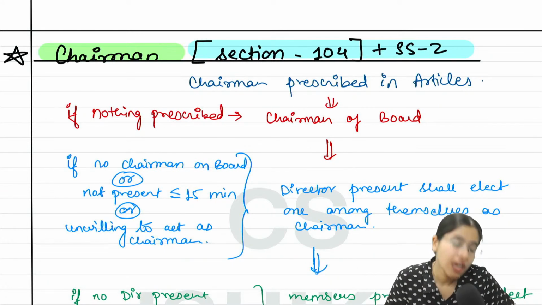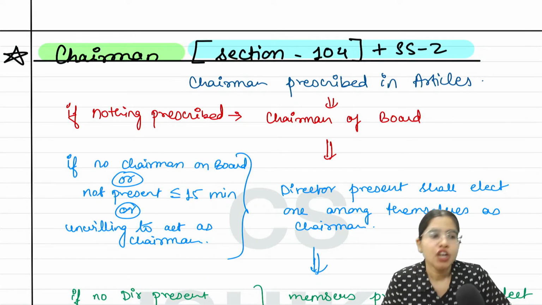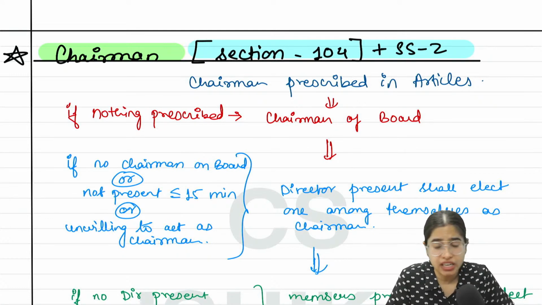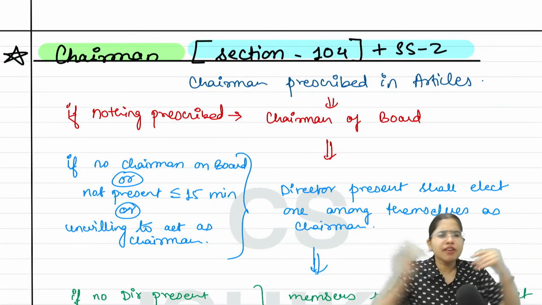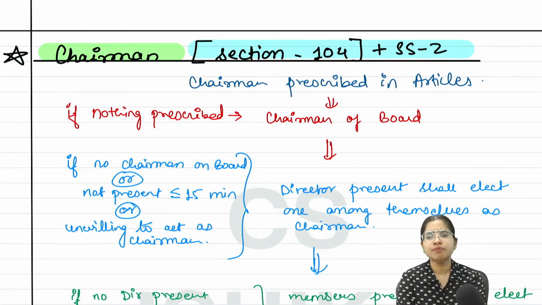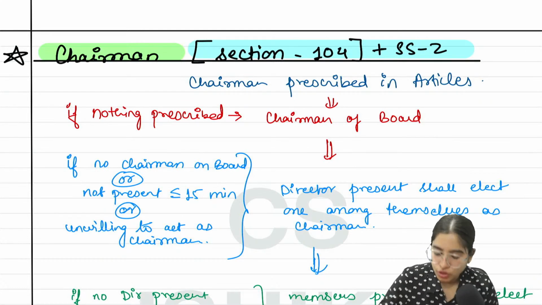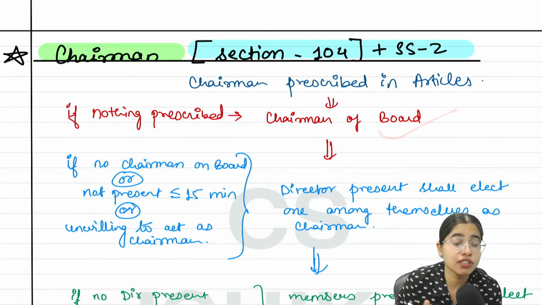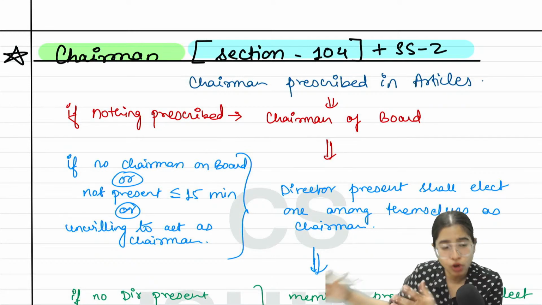So who's the chairman? You can specify in your articles who will be the chairman of your meeting. The chairman is that person whose name is mentioned in the articles. So the chairperson can be prescribed in the articles. But ma'am, if nothing is prescribed in the articles, then if there is any chairperson of the board, that chairperson of the board can act as the chairperson of the general meeting also.